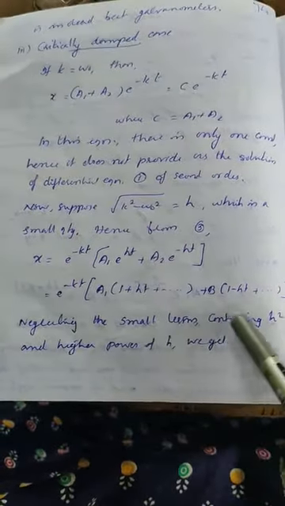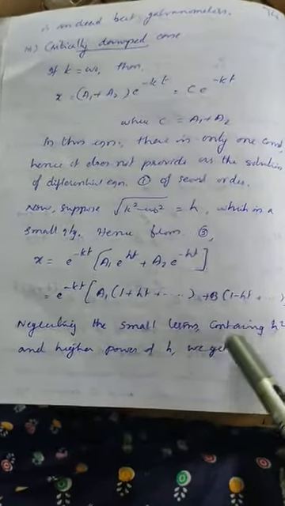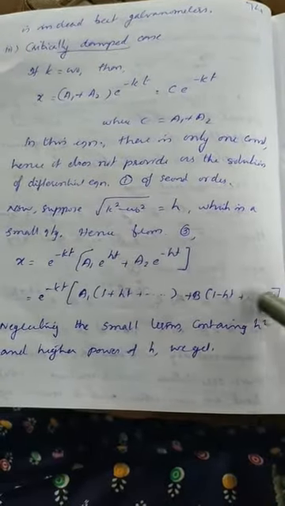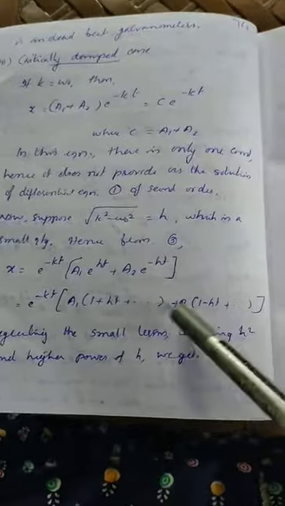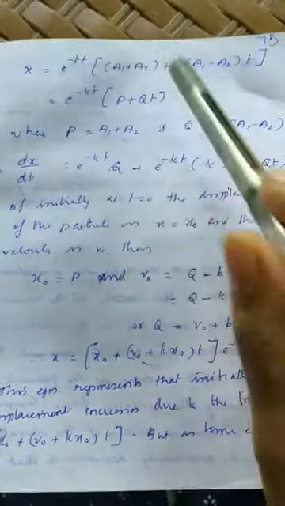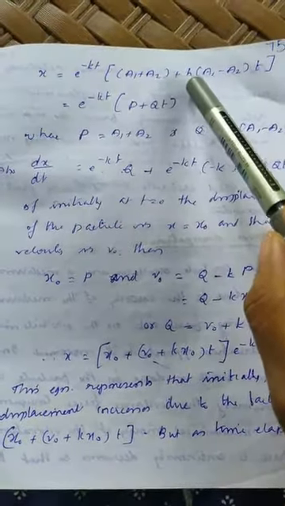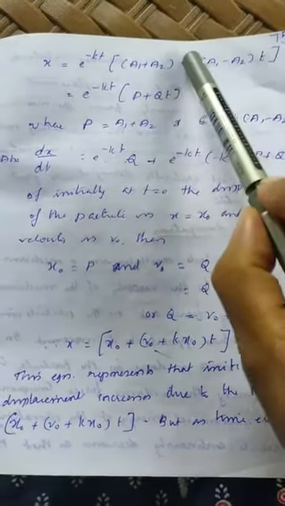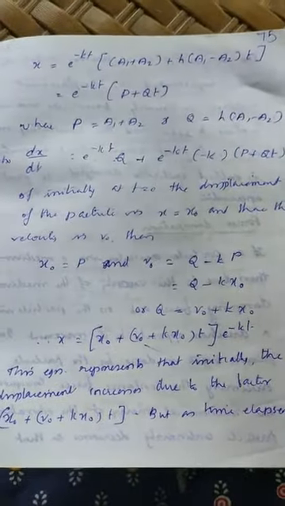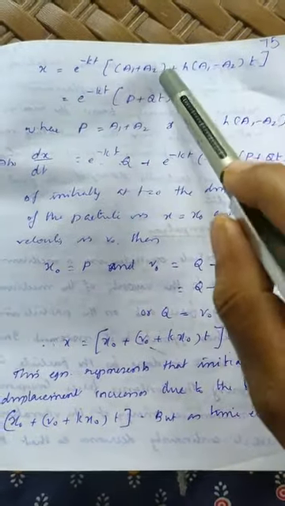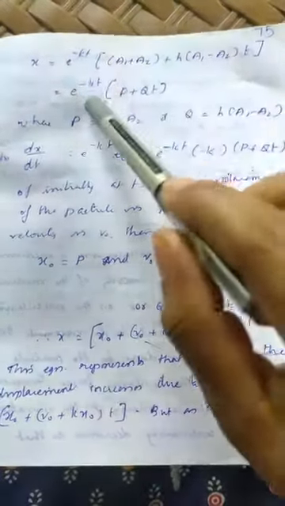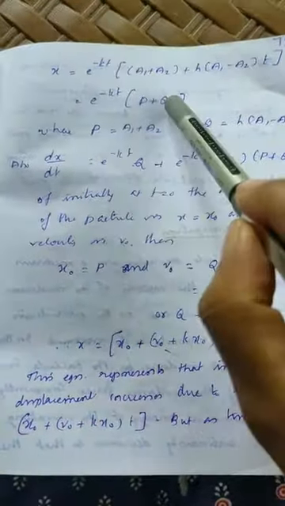Neglecting the small terms containing h square and higher powers of h, we get, that is, h is a very small quantity. So h square, h cube terms can be omitted, and we are keeping the first order term only, so that this equation will become x is equal to e to the power minus kt into a1 plus a2 plus h into a1 minus a2 into t. Only the term containing h we are keeping, other terms are omitted. So we are substituting a1 plus a2 as p and h into a1 minus a2 as q, so that this equation will become like this.